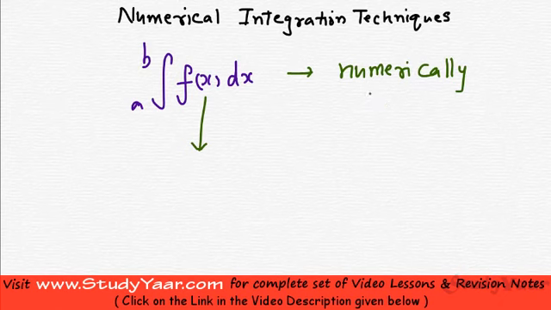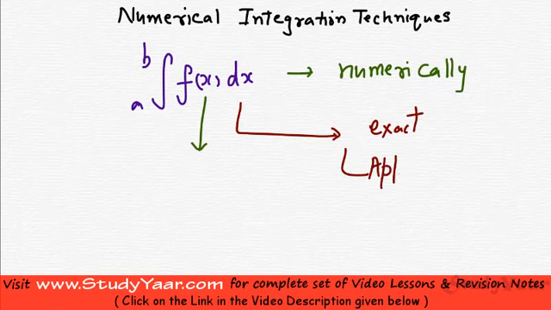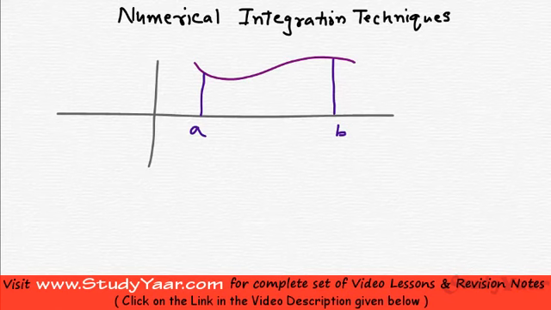Obviously, as in other numerical techniques, the answer is not an exact answer, it's rather an approximate answer, so it's going to have some degree of error. Let's just say that I have my function of x, which is this one, and I'm supposed to find out the integration of f(x) from x = a to x = b.